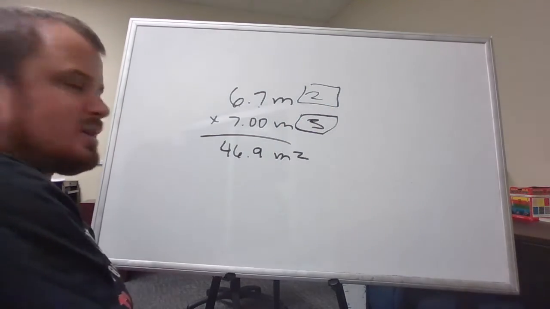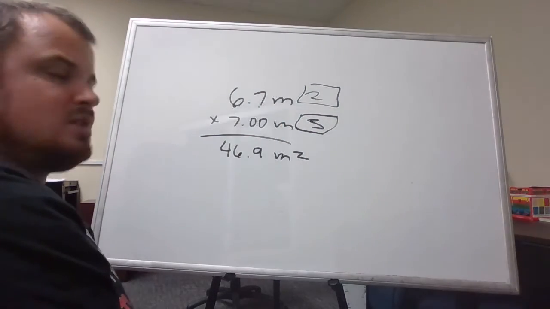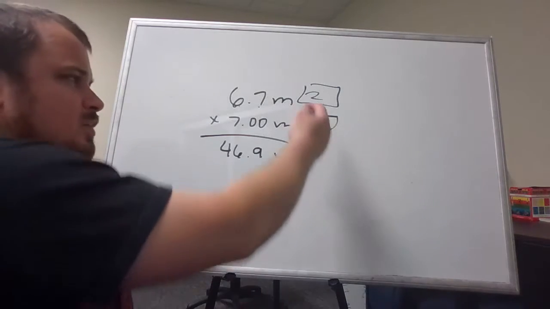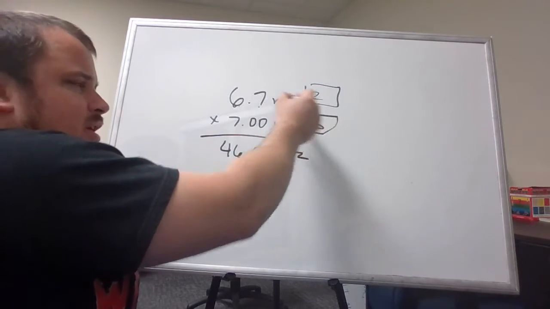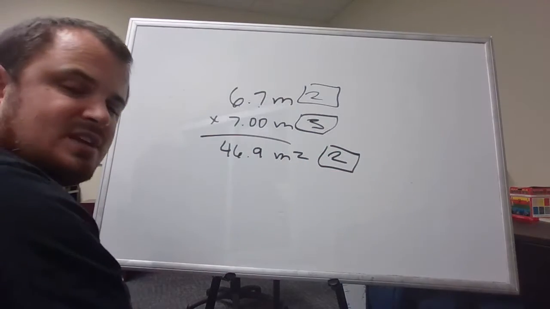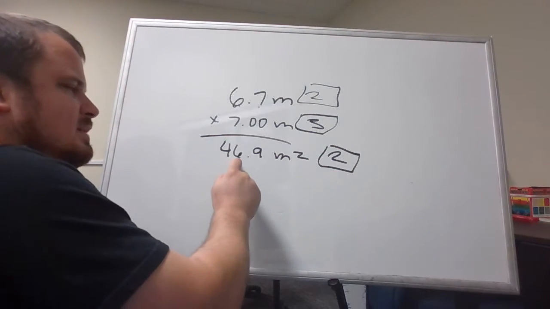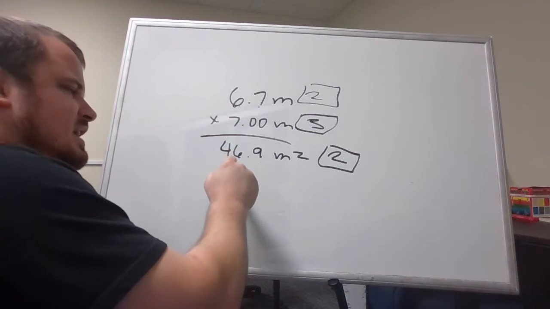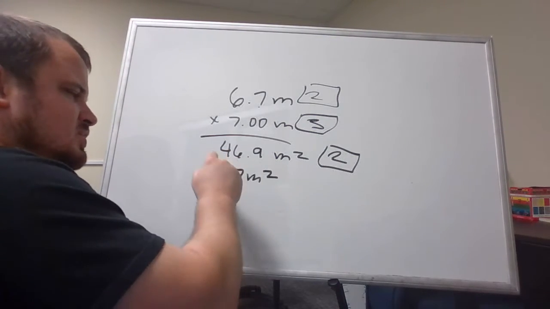Which one's a bigger number, 2 or 3? It'll be 3. So we count the lowest. So we look at the 2. If we have 2 here, we're not allowed to have more than 2 right here. So this needs to go down to 2 significant digits. So we can keep the 4, we can keep the 6, but the 9's got to go. That'll round it to 47 meters squared.